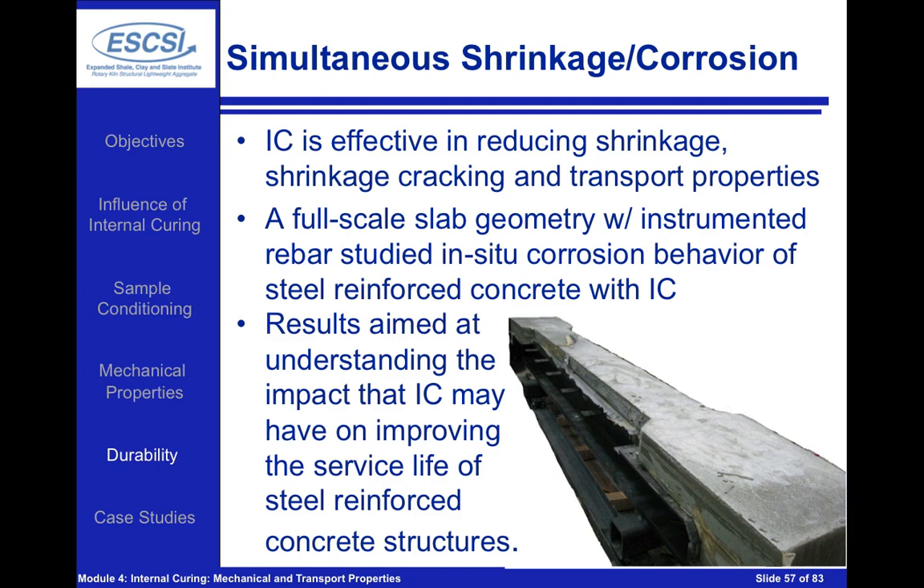So here what we know is that the internally cured concrete is effective in reducing shrinkage, and we saw that in the third module. But in addition to reducing shrinkage, it's really reducing the shrinkage cracking. We also have seen that internal curing can help to reduce the transport properties, and this is going to make it harder for the chloride ions to move through our concrete. So here what we can do is we can see a large slab.